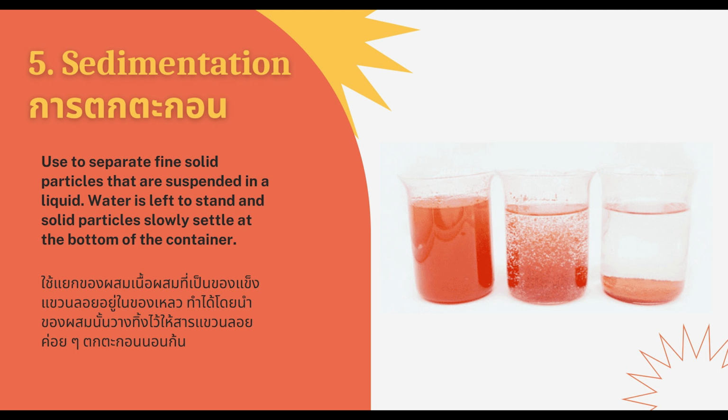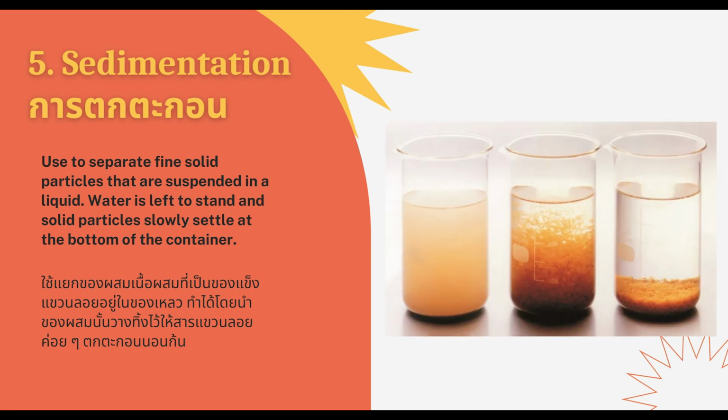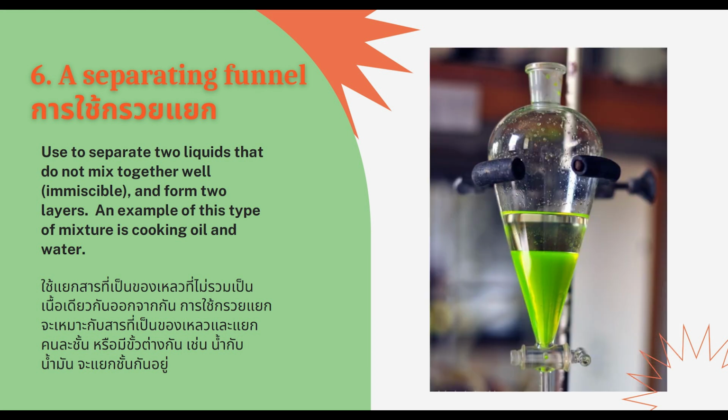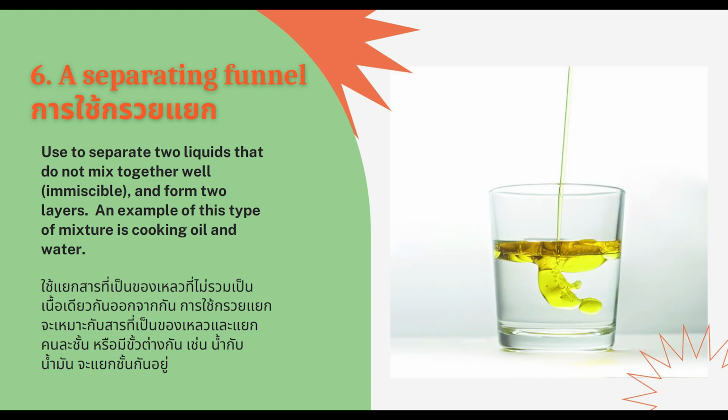Sedimentation. Used to separate fine solid particles that are suspended in a liquid. Water is left to stand and solid particles slowly settle at the bottom of the container. A separating funnel. Used to separate two liquids that do not mix together well and form two layers. An example of this type of mixture is cooking oil and water.